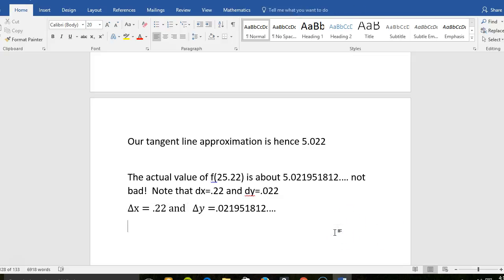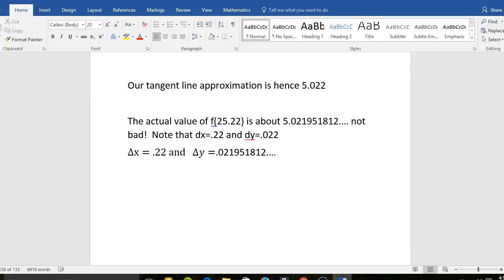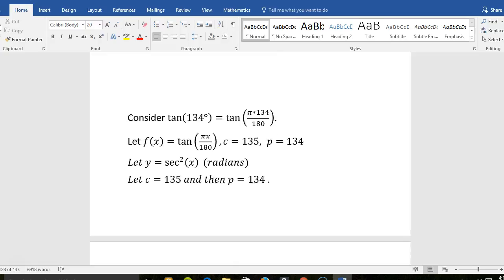Delta y is the perfect world difference. It's the difference. If we had all the resources in the universe, we could just find delta y all the time and not even worry about dy. But we don't, and dy is very handy. Delta y can be a real pain. Dy is handy, even though dy is not exactly right in general.